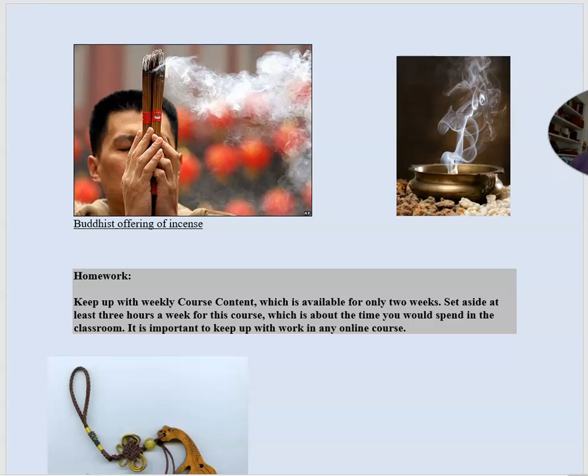In the middle of the page, I have a reminder about homework. It is important to keep up with weekly course content, which is available for only 2 weeks. So, what you need to do is set aside, and I'm estimating 3 hours a week for this course, which is about the time you would spend in the classroom. If we were doing face to face, that's what you would be doing. So, it's important that you actually put that in your calendar or put that in your schedule so that you can keep up with the course and not only succeed in it in terms of getting a decent grade, but also take away from it something that you will remember that will be useful to you in your career.